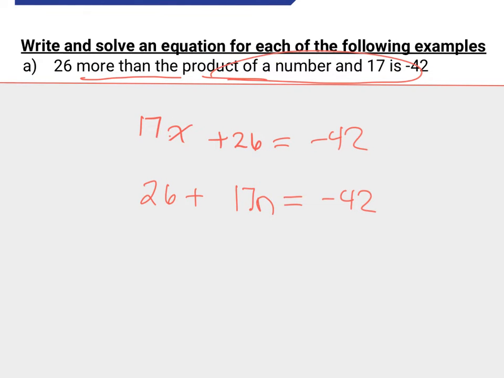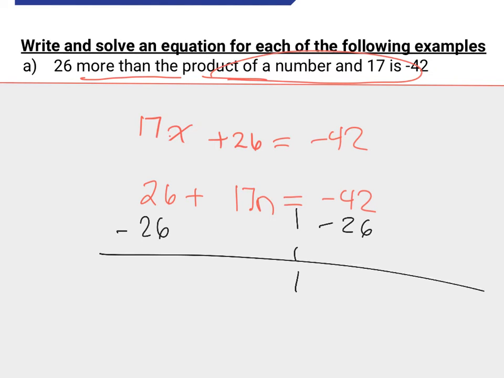How do we solve it? Yes. Oh, so we get the 26 to the right. Correct. Minus the 26. You get 17n is equal to, what's negative 42 minus 26? 68, negative 68. Negative 68. And then we divide by 17. 4 or 5. n is equal to negative 4.